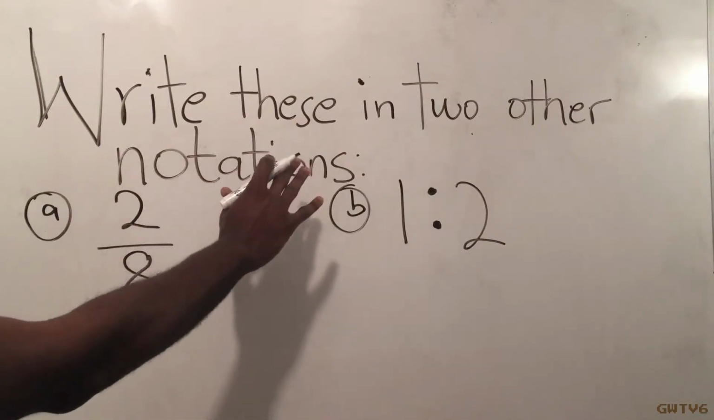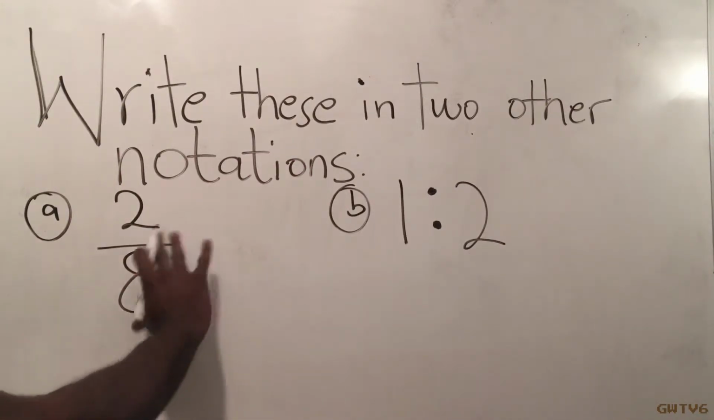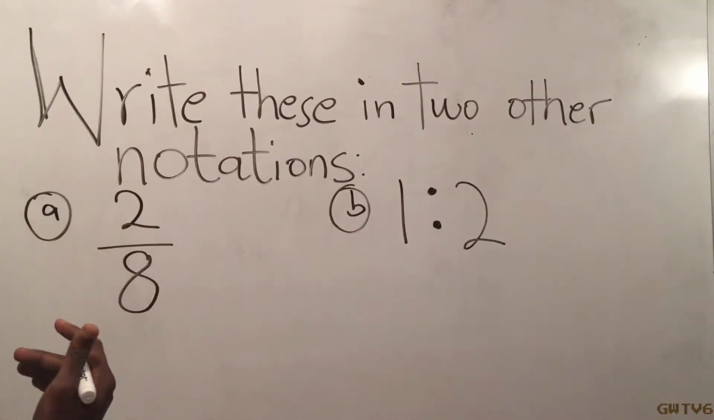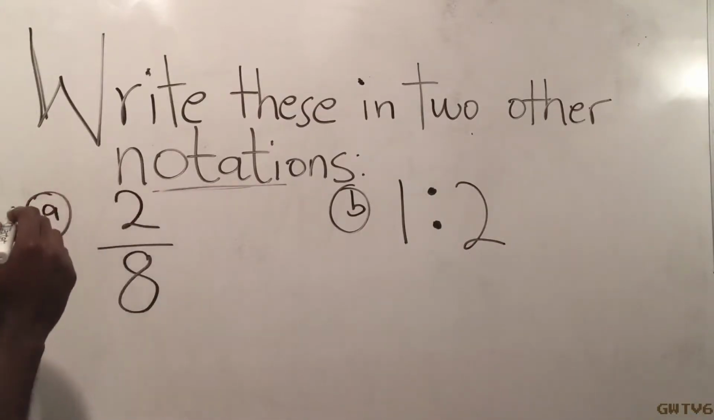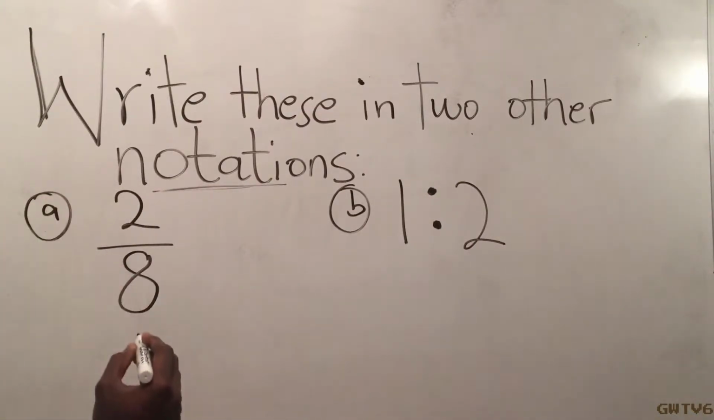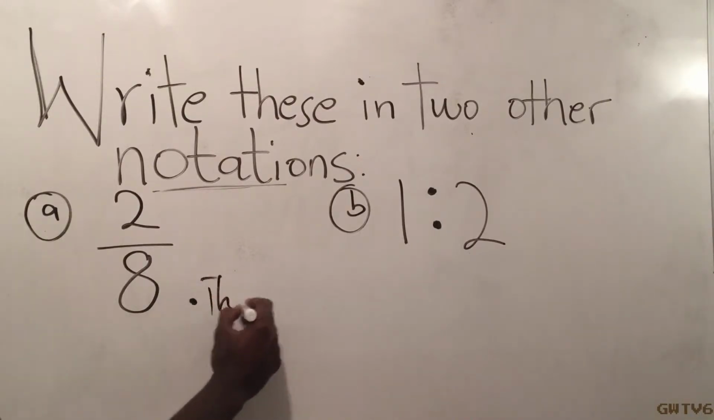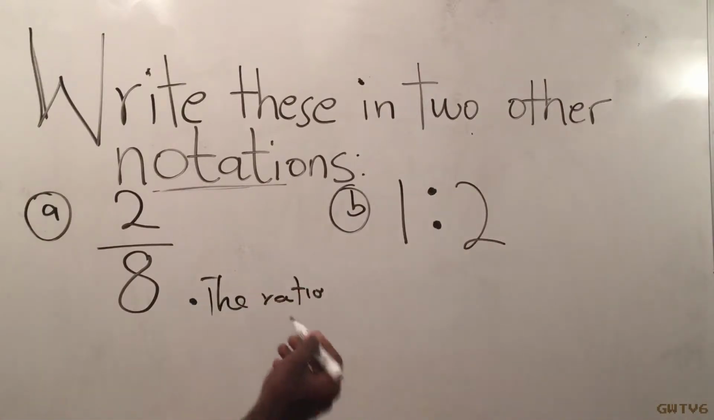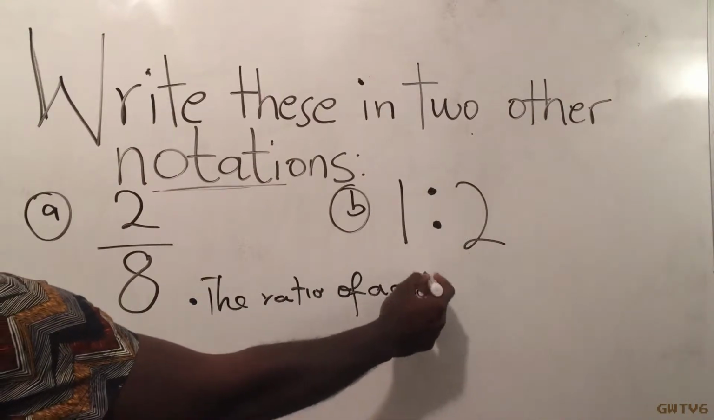Write these in two other notations. Before I answer this right here, there's something that I want you to keep in mind. When it comes to notations, you have to remember this point right here: that the ratio of two numbers. So let's just put A and B to be our numbers right here.